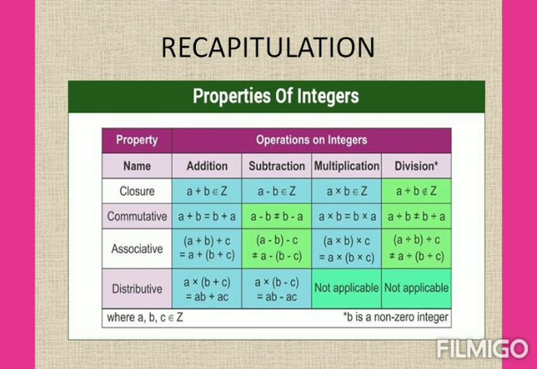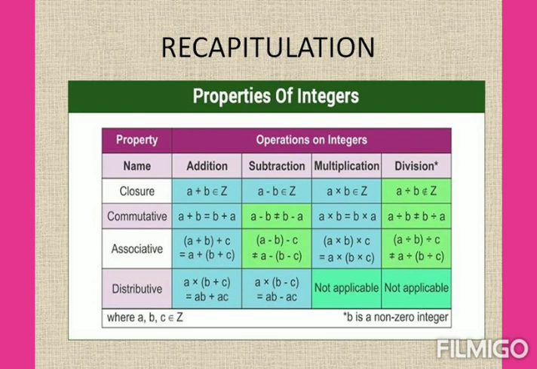Children, this is the time for recapitulation. Now we are going to recapitulate whatever we have learnt in this session. In this chapter we have discussed the properties of integers under addition, subtraction, multiplication and division. Under addition, closure property is true, commutative property is true, associative property is also true. Under subtraction, closure property is true, but commutative property and associative property are not true. Under multiplication, closure, commutative and associative properties are true. Under division, closure property is not true, commutative property is not true, associative property is also not true.